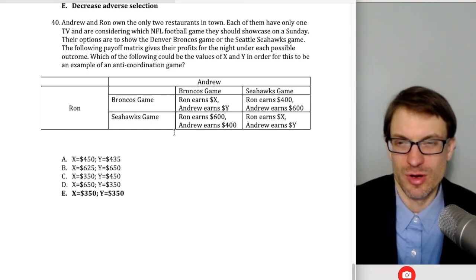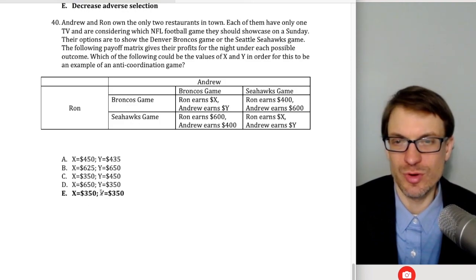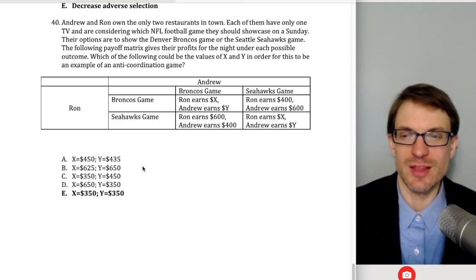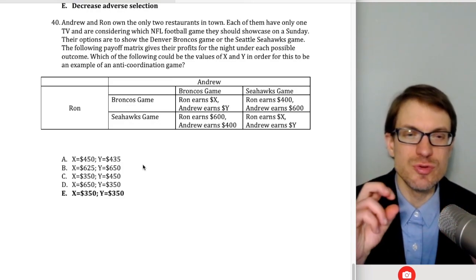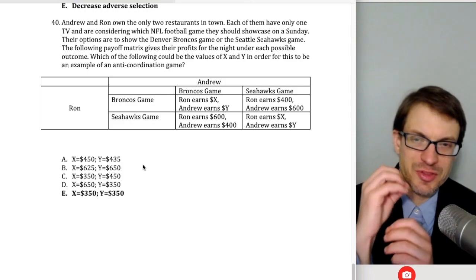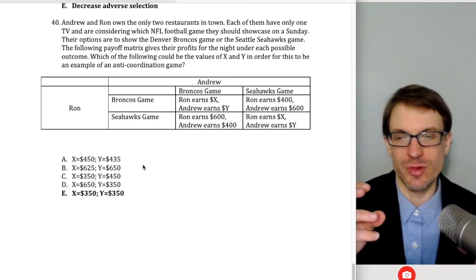Okay, so we have Ron choosing Broncos or Seahawks, top row or bottom row. Andrew choosing Broncos or Seahawks, left or right column. And then Ron's payoffs obviously are the top one. So for coordination, we'd have two equilibria, but them coordinating on the single action is going to lead to one equilibrium or the other equilibrium.